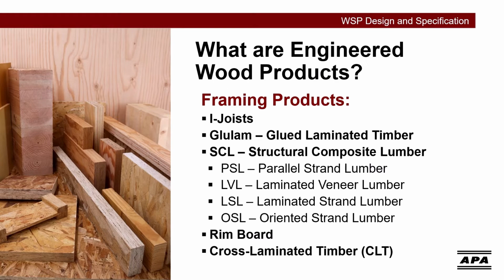Glue laminated timber, often referred to simply as glulam, is composed of various layups of sawn lumber. Then there's structural composite lumber, or SCL, which is actually a group of products composed of wood veneers or strands and includes laminated veneer lumber, oriented strand lumber, laminated strand lumber, and parallel strand lumber. Glulam and SCL products have a range of structural applications, including beams, headers, columns, and studs. Finally, we have cross-laminated timber, which is a heavier panel product most often used in mass timber construction.